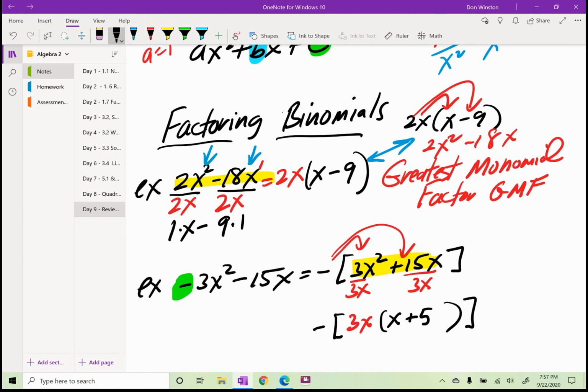I had a student who would always check her work. She would say, well, 3x times x gives me what? 3x squared. Checks out. And then 3x times a positive 5 gives me 15x. And that checks out. And then we have our minus.